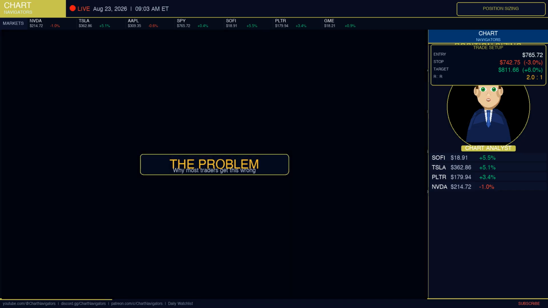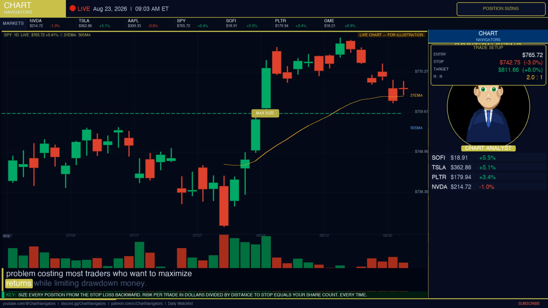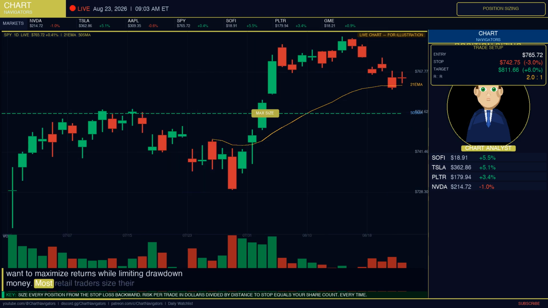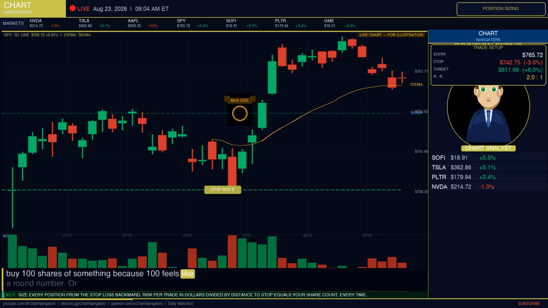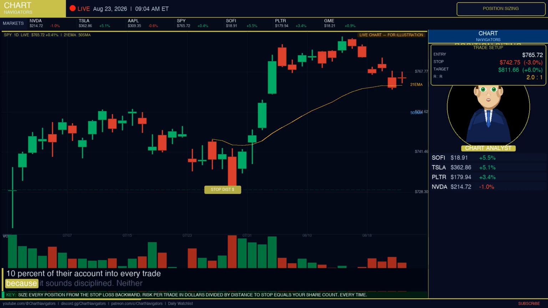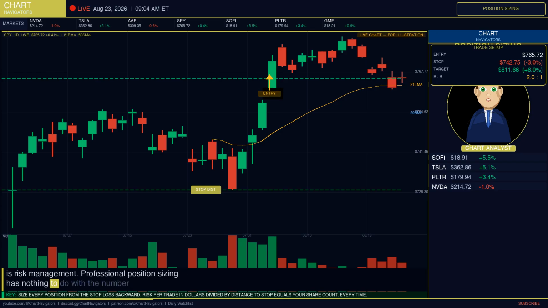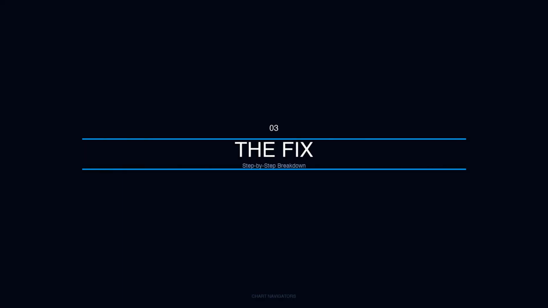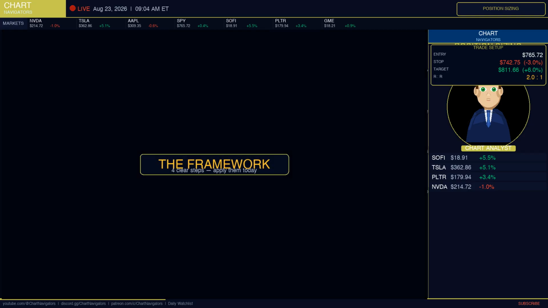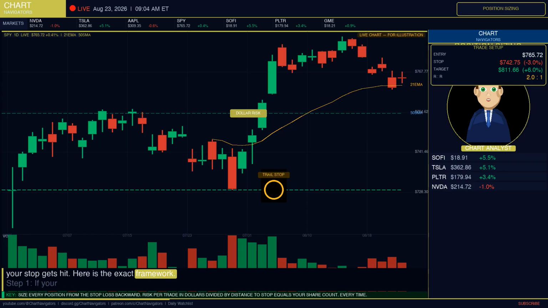Here is the problem costing most traders who want to maximize returns while limiting drawdown money. Most retail traders size their positions based on feeling. They buy 100 shares of something because 100 feels like a round number. Or they put 10% of their account into every trade because it sounds disciplined. Neither of these is risk management. Professional position sizing has nothing to do with the number of shares. It has everything to do with the dollar amount you are willing to lose on the trade if your stop gets hit. Here is the exact framework.